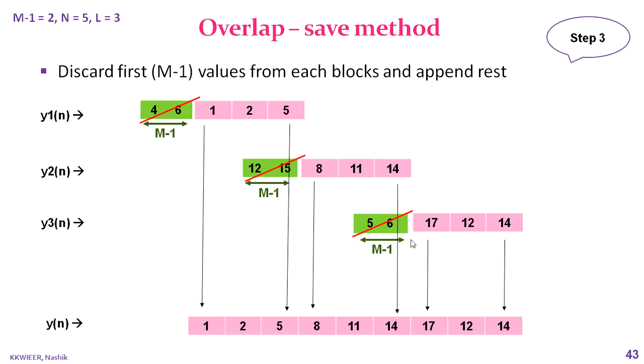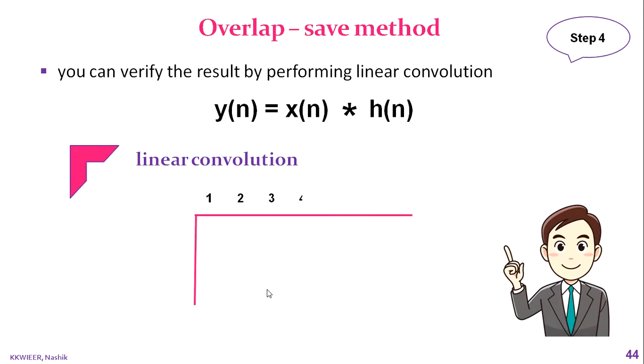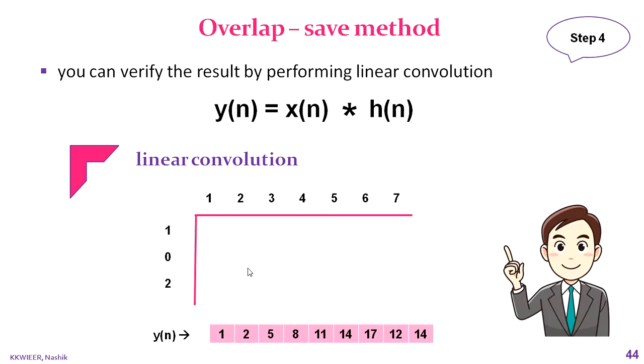So this is the answer of your final y of n, which is calculated by overlap save method. Now, to verify whether this answer is correct or not, what we can do? We can perform the linear convolution of x of n and h of n and find whether you are getting y of n same or not. But if both the answers are same by overlap save method and linear convolution method, that means you have done it rightly. Other method is overlap add method.